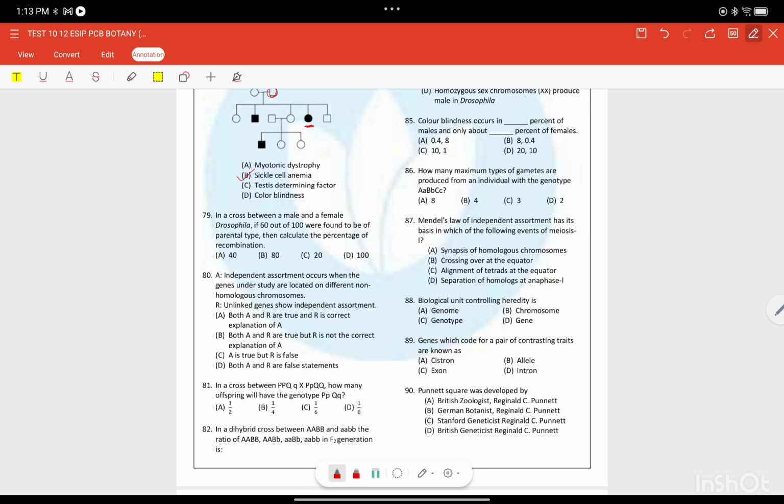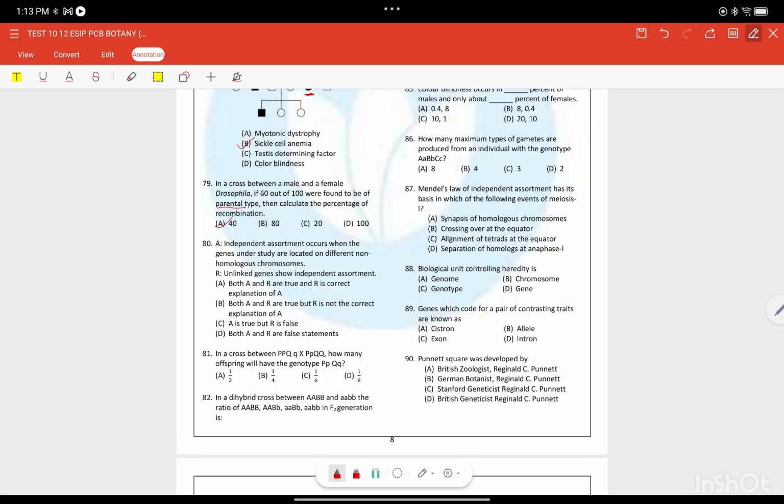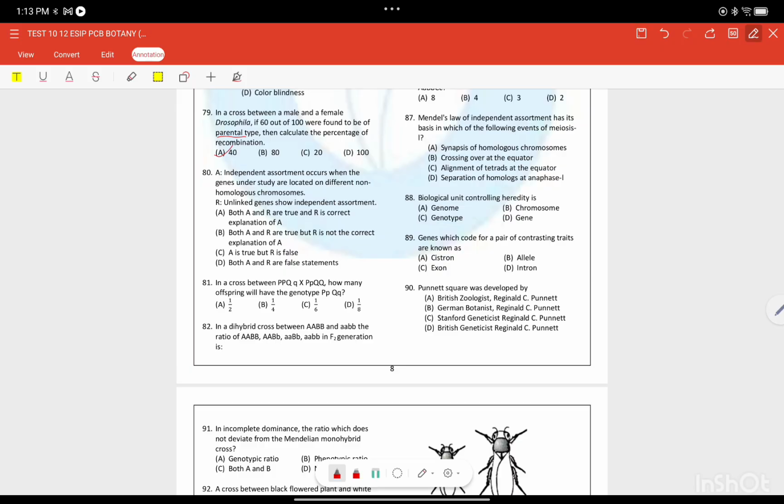In a cross between a male and a female Drosophila, if 60 out of 100 were found to be parental type, then calculate the percentage of recombination. If 60 is parental type, then recombinant type is 40, so recombination frequency is 40%. Independent assortment occurs when the genes under study are located on different non-homologous chromosomes. It occurs only when the genes are present on different chromosomes, but alleles should be present on homologous sites of homologous chromosomes. Unlinked genes show independent assortment. If linkage is there, it would not show independent assortment, and that is the correct reason also.